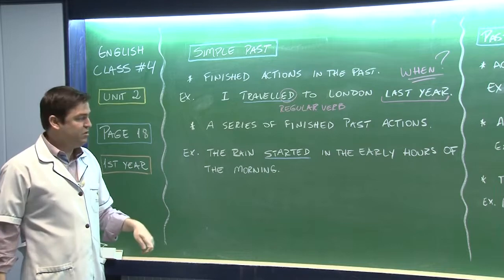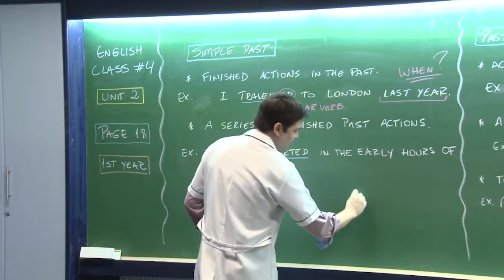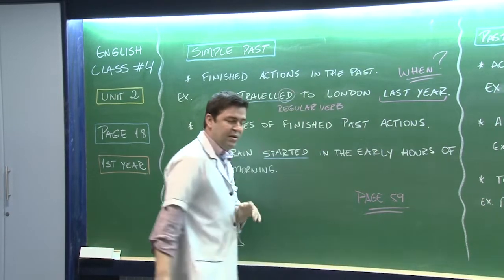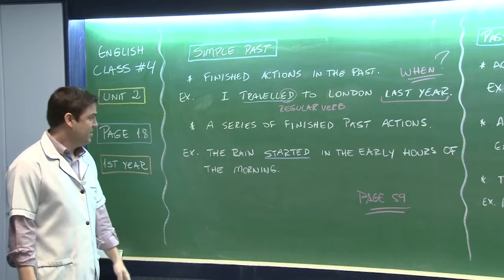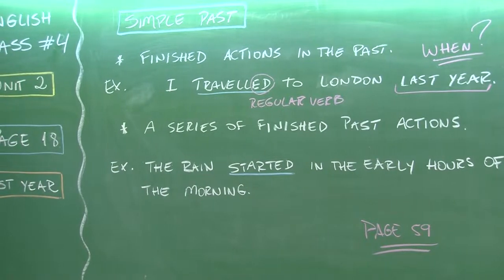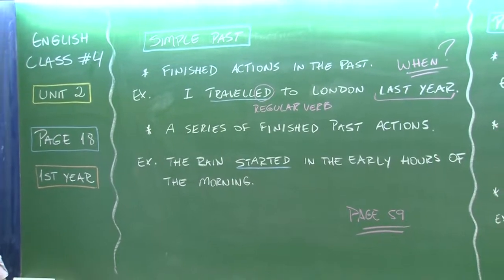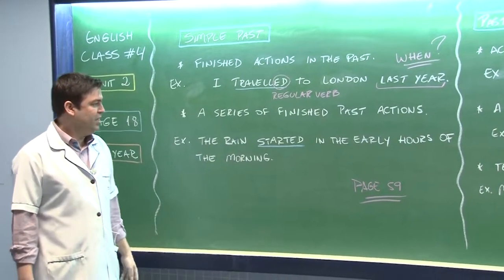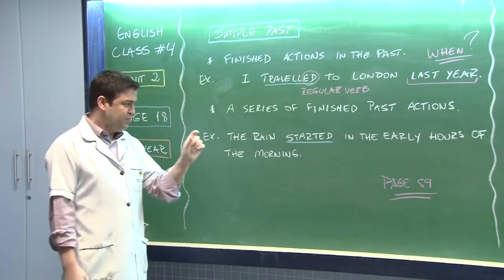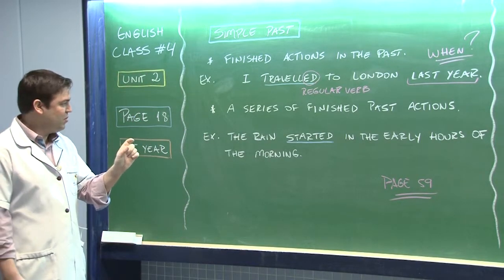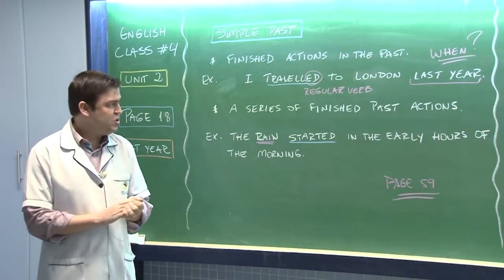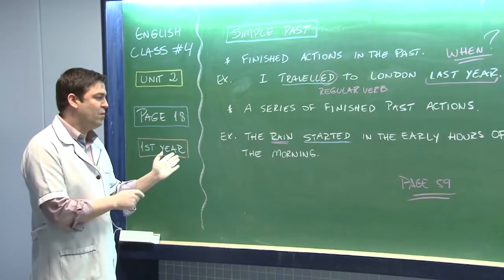Remember, we studied them in Unit 1. If you don't remember them, you have to go and do a quick study on page 59 that talks about irregular verbs, okay? And also we have a series of finished past actions for the simple past. For example, the rain started in the early hours of the morning. So I know that in that period, in the early hours of the morning, the rain, chuva, started. So we can also use simple past in this way.